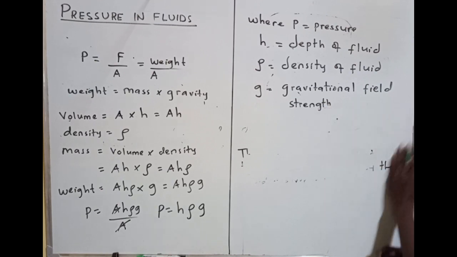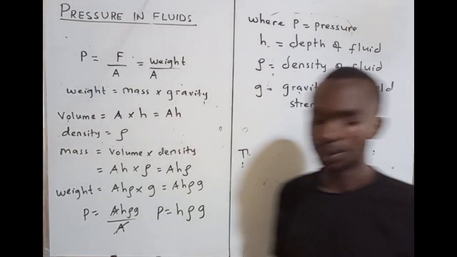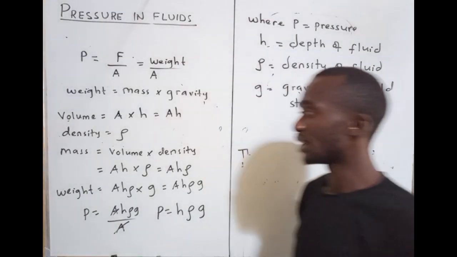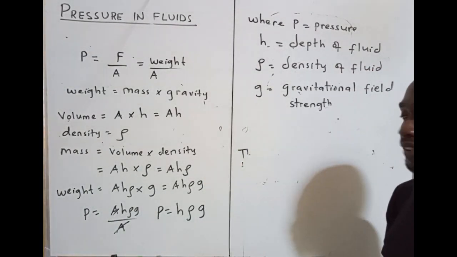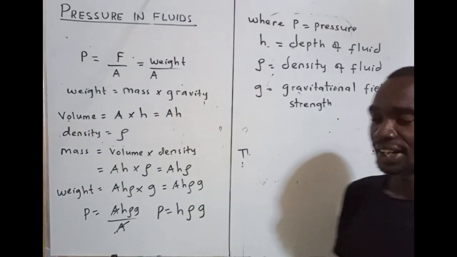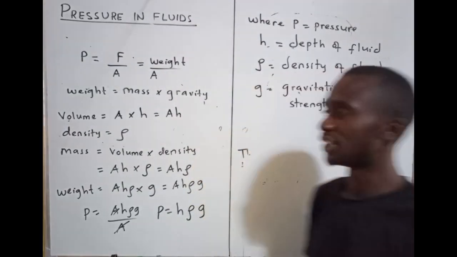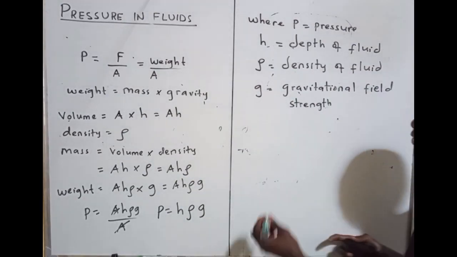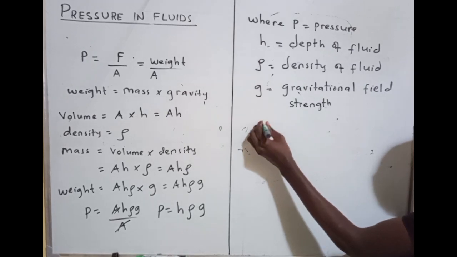Now that's how we derive the fluid pressure formula. Because we don't have the given numbers, we just use the symbols for volume, the cross-sectional area, the height, the gravity, and the density. Now, let me teach you about the factors affecting pressure in fluids.